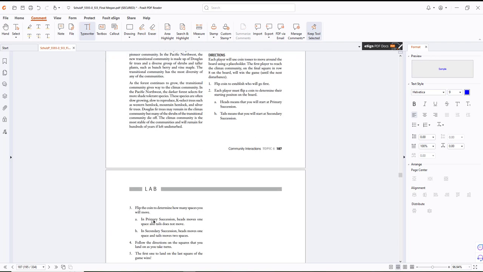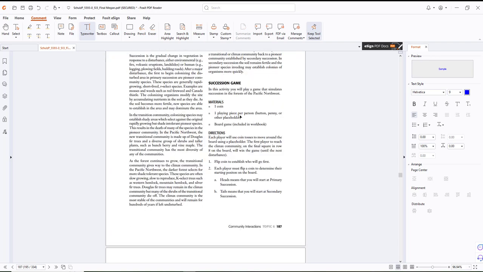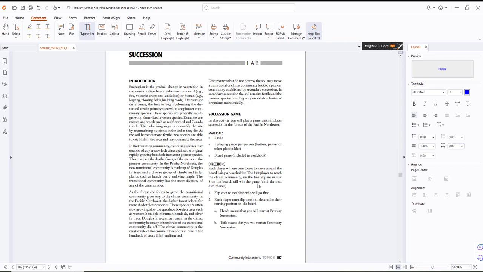It says to do this with a partner. If you don't have somebody in the room with you, you can just do it with yourself twice, so you can have you and another you. You'll flip a coin to see who goes first, and then each player will flip the coin to determine their starting position. If you're heads, you'll be the primary succession. Primary succession means you're starting from scratch, so there was nothing there to start with.